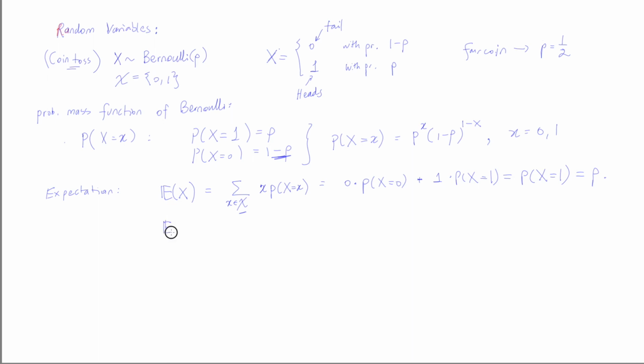I may ask you, or you may get asked, to find the expected value of X squared. Well, this is just going to be the sum over all possible x's of x squared times probability of X equals x. So in other words, the expectation is taking this term here and just plugging it into the sum. In this case, it's going to be, again, 0 squared times probability X equals 0, plus 1 squared times probability X equals 1, which again is just equal to p.